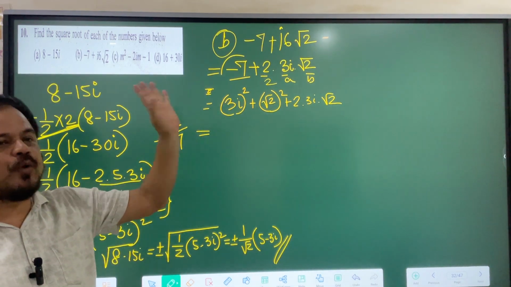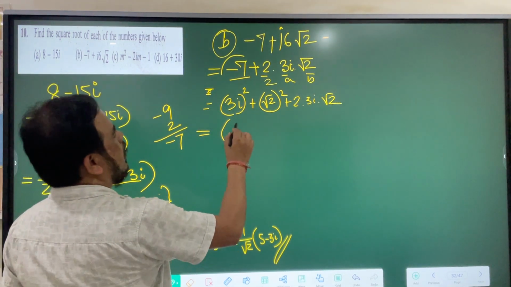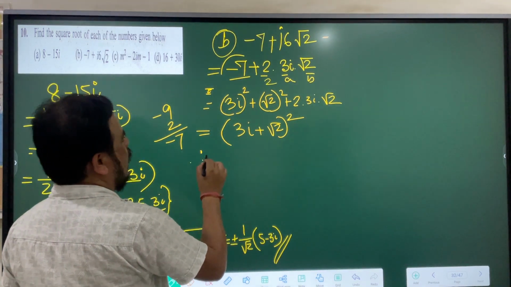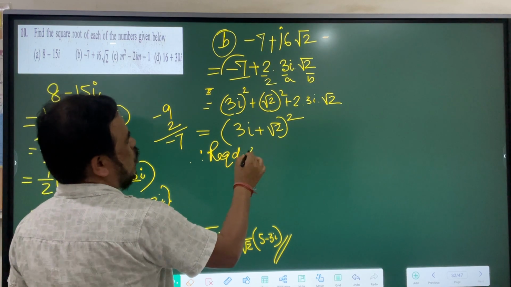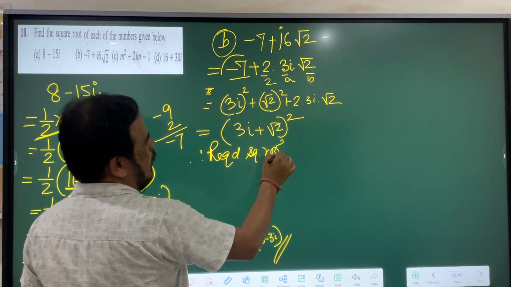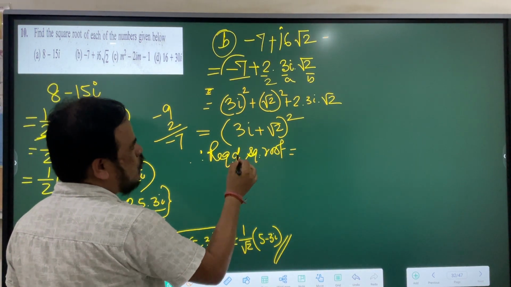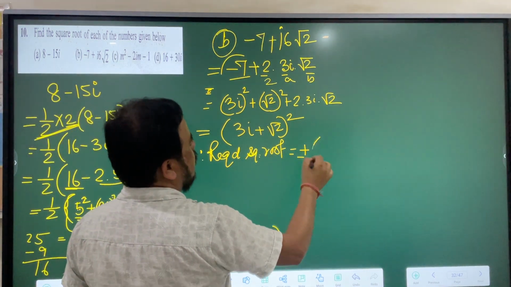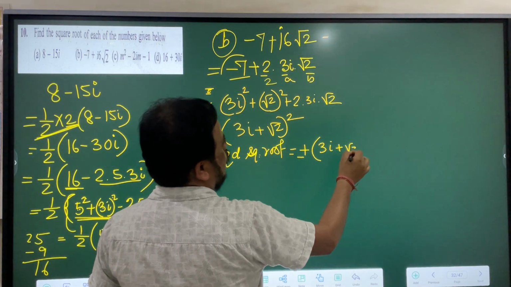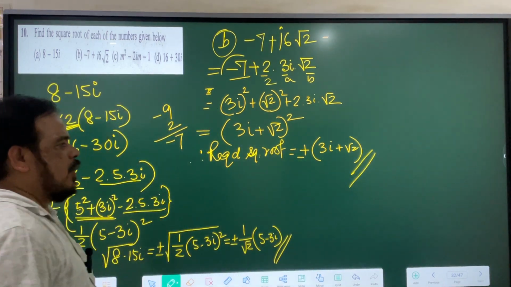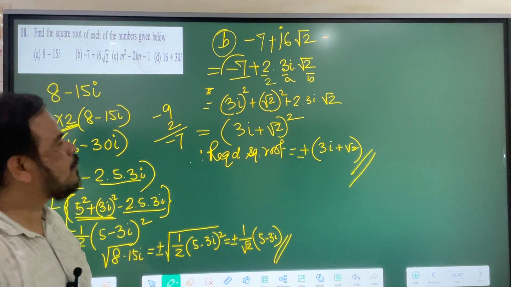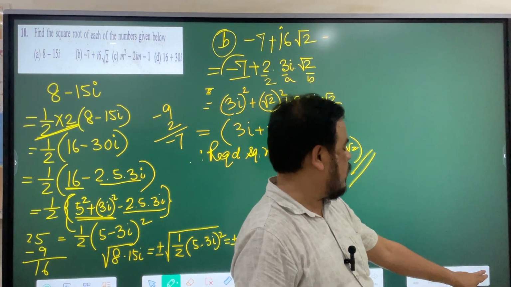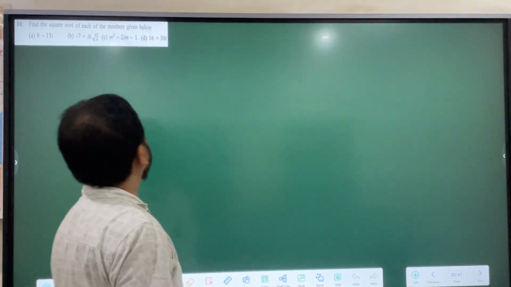Now we can write (a plus b) whole square. Therefore required square root, I have written shortly, you please don't write. Required square root is plus minus (3i plus root 2). Directly we can write, we don't need to write the square again and again. Our aim is to get the whole square. Remember that. To find out the square root, our aim is to get the square.